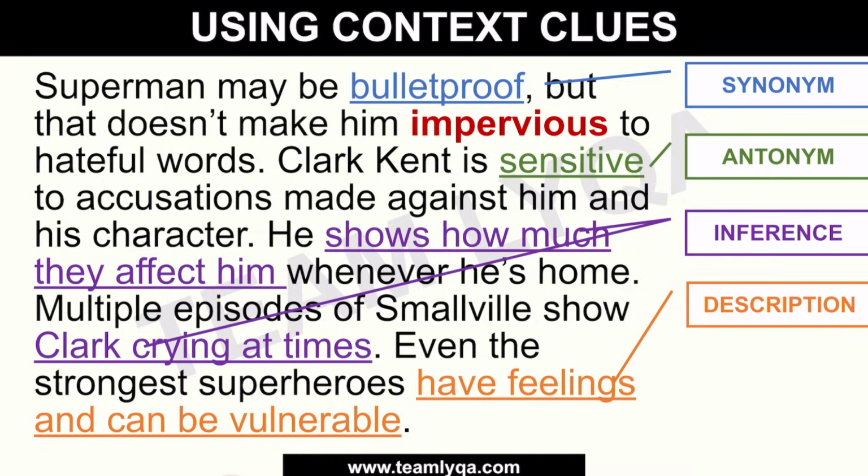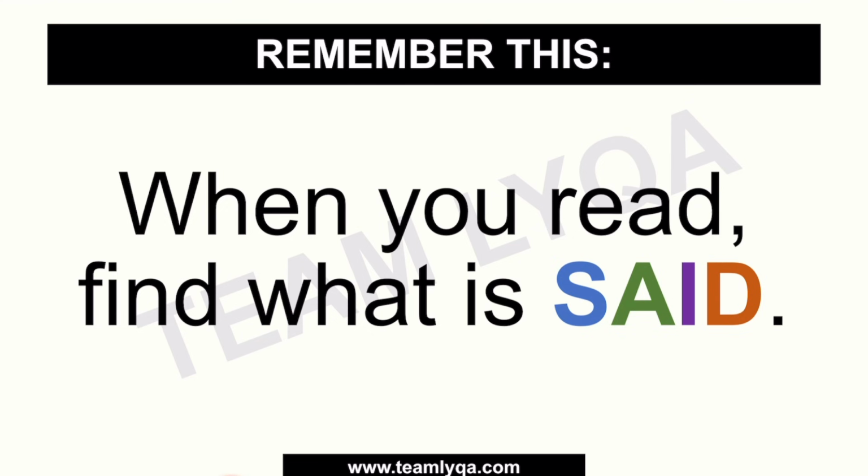Okay? So, to make it easy to remember our tips on context clues, just remember this. When you read, find what is said. Find what is said when you are reading. What does it really mean? Look for synonyms, antonyms, inference, and description. Hopefully, that helps in your next exam, especially if you encounter unfamiliar words.